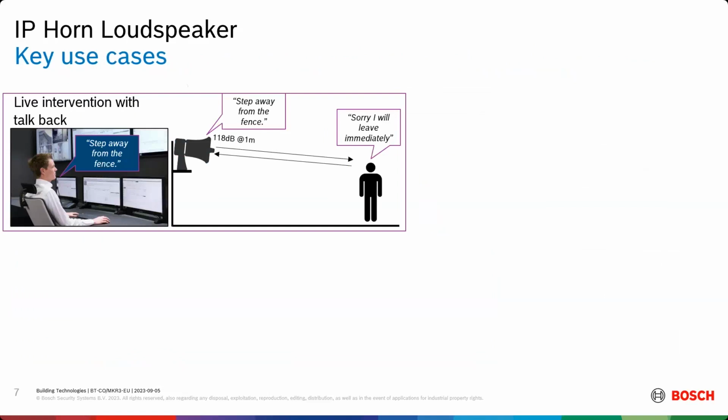So, a few more use cases. There is also the option to have live intervention with talkback from the security control room. In the loudspeaker, there is actually a microphone integrated, which allows you to receive a talkback from the person who is standing near the loudspeaker. And from the control room, there is an option to actually dial the loudspeaker over a SIP interface and then talk into the area.